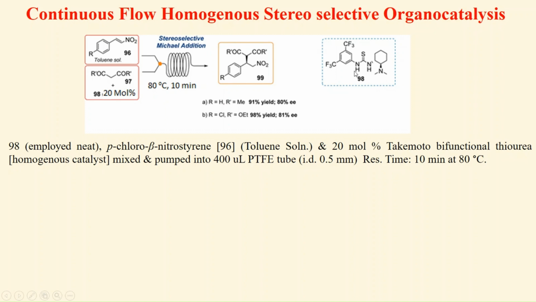It has thiourea and a tertiary amine. Because of the presence of these two functional groups, it can act as both a proton acceptor and a proton donor. Because of this unique feature, it is bifunctional and homogeneous in nature. It can effectively carry out the catalysis of enantioselective synthesis.